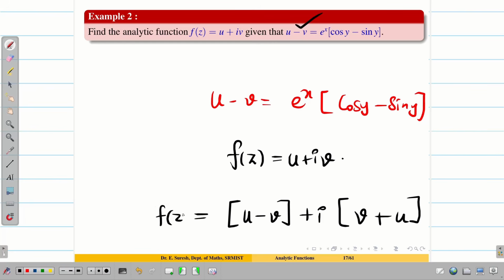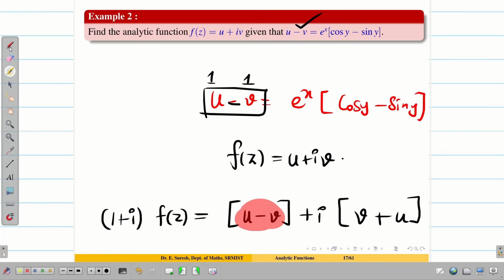And then in the left hand side, f of z is, the question is u minus v and the coefficient of u is 1 and v is 1 and the sign is negative, so I put positive here. So (1 plus i) into f of z is equal to u minus v plus i into (u plus v). This u minus v is the real part. That means my given question u minus v is the real part of (1 plus i) into f of z.